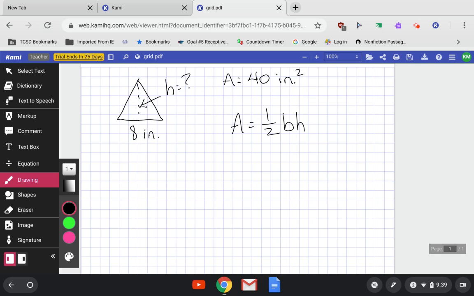All right, we're going to work on finding the height of a triangle when given the area and the base. So let's take a look at our triangle here. We have a base of 8 inches and our area is 40 inches squared.